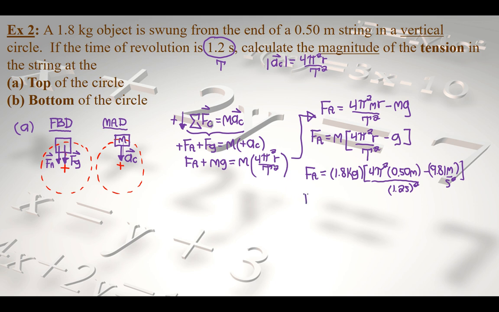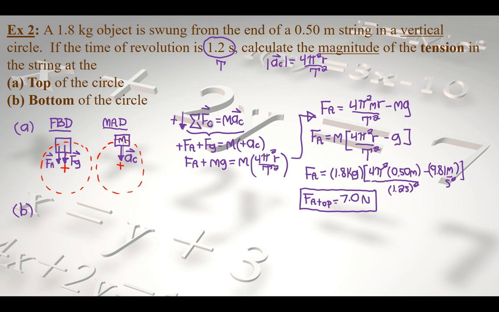Okay, let's write this down. We'll say FA at the top would be equal to, okay, all the numbers presented here are two significant digits. That's going to give you 7.0 newtons. Okay, that's at the top of the circle. Okay, let's go to the bottom now.